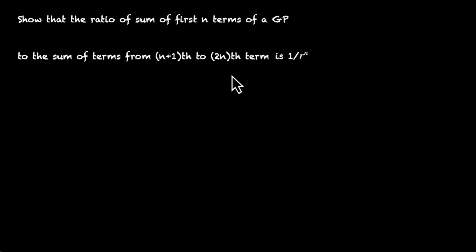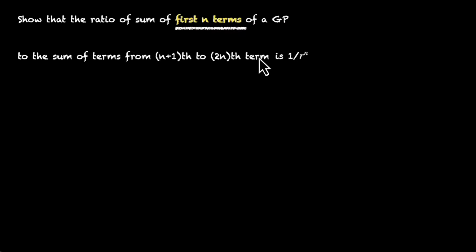Okay, so whenever you see something like this, try simplifying the language before you start solving. What are we asked? We are asked to find the ratio. Ratio of what? Ratio of the sum of first n terms to something. So we need to find the sum of first n terms divided by something. Now let's see what that something is. That something is the sum of terms from n plus 1th to 2nth term.